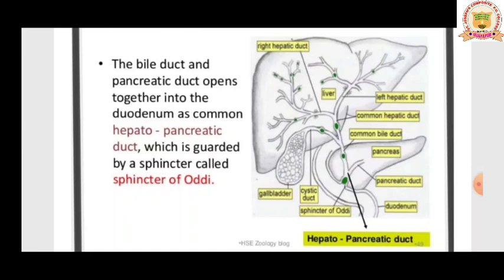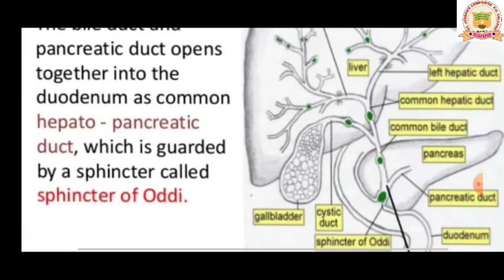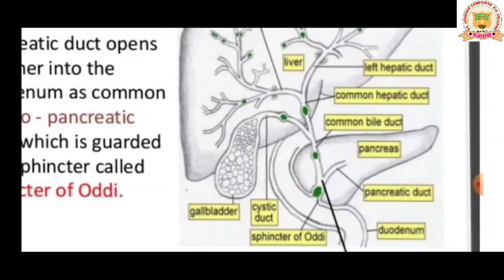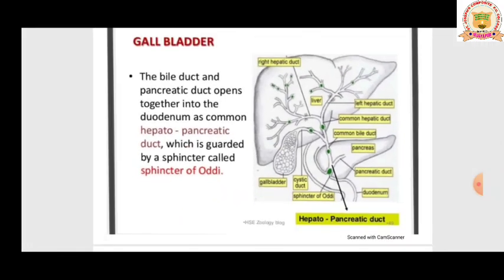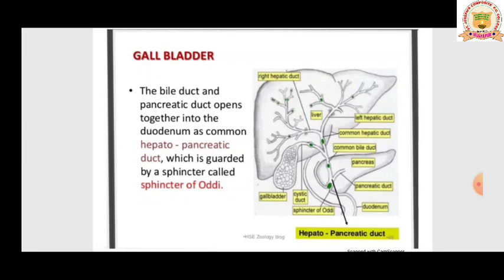Have a look at the picture. It is clearly shown where the liver is, the left hepatic duct, common bile duct, where the pancreas is situated, where the gallbladder is, the cystic duct and the sphincter of Oddi. It has been highlighted. I hope it is clear to you about the gallbladder. Shall we proceed with the pancreas? So this is the information about the gallbladder.